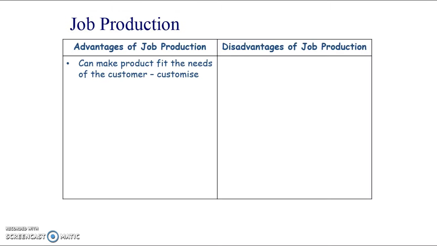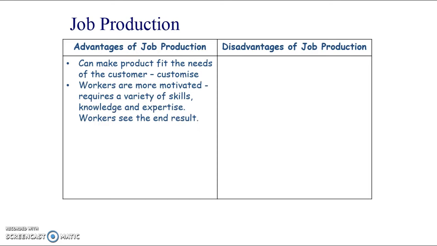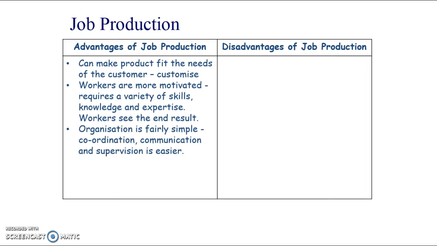So let's have a look at some of the advantages and disadvantages of job production. As I said before, it meets customers' requirements and it's completely customised. Workers can be a little bit more motivated than with the other methods of production as well, because they need to use a variety of skills to complete the job, and this can be very motivating. You feel like you're problem solving, so it can be quite a fulfilling job for somebody working in job production methods of manufacturing. The organisation is going to be fairly simple, certainly when we compare it to batch production and flow production. Depends what it is though.